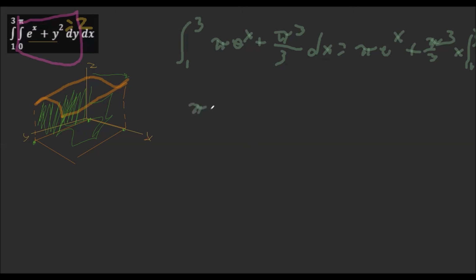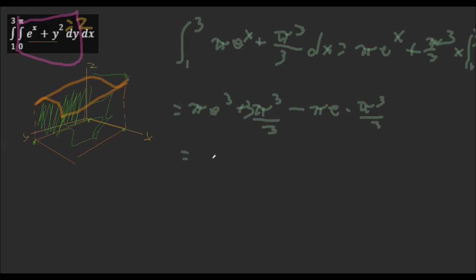Pi times e to the power of 3 plus pi cubed over 3 times 3, and that simplifies to pi e cubed, minus pi times e to the power of 1, minus pi cubed over 3 times 1, which of course is just pi cubed over 3. And we can, unfortunately, simplify this further. I don't really want to, but we might as well. This here I'm going to model as 3 pi cubed over 3.